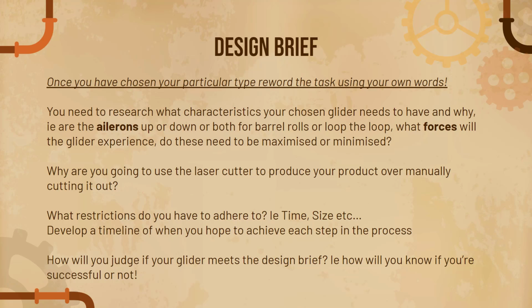For example, are the ailerons up or down, or both for barrel rolls or loop-the-loop? And also, you need to look at what forces the glider will experience, and do you need to make these maximized or minimized? So have a look about what forces are, alright? This is part of the engineering aspect of it, where engineers look at a lot of the physics that goes on behind things.